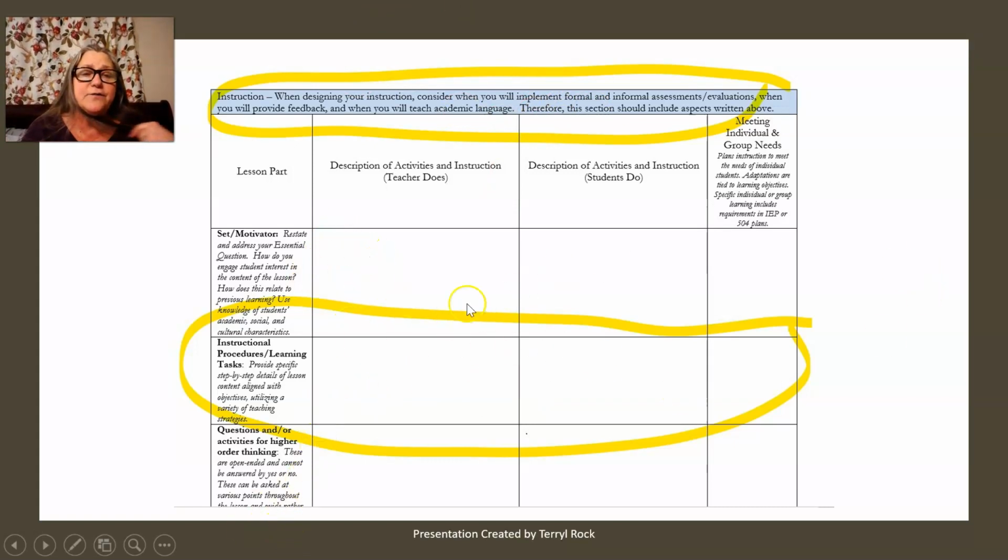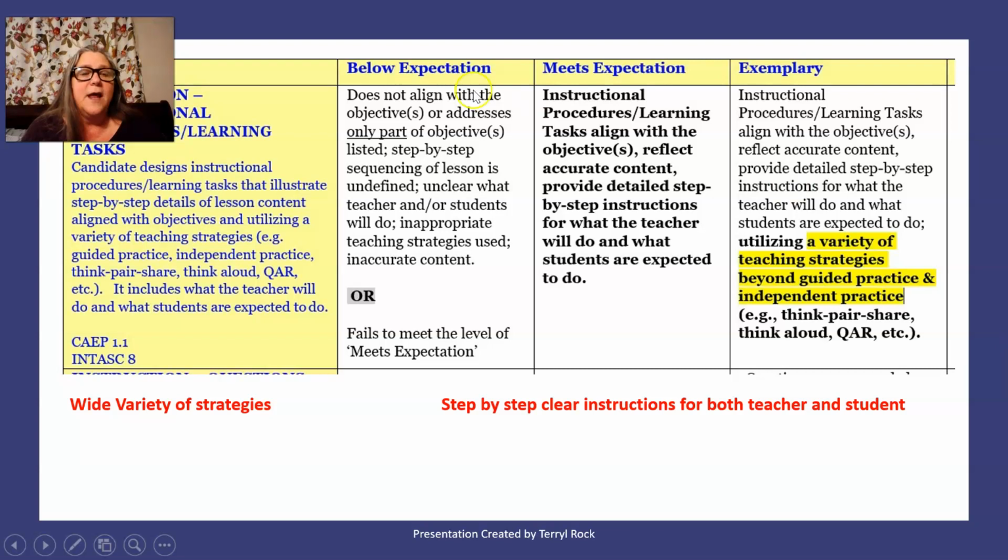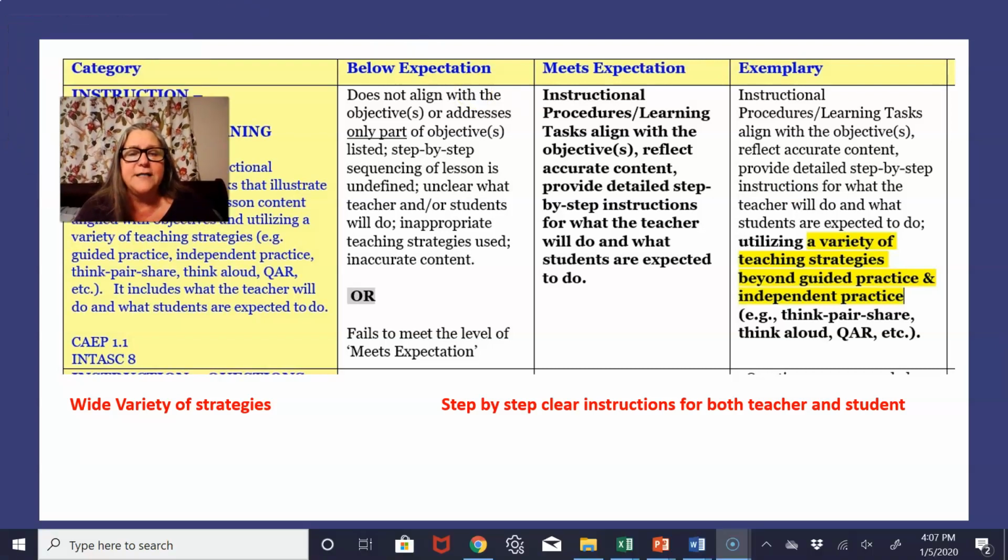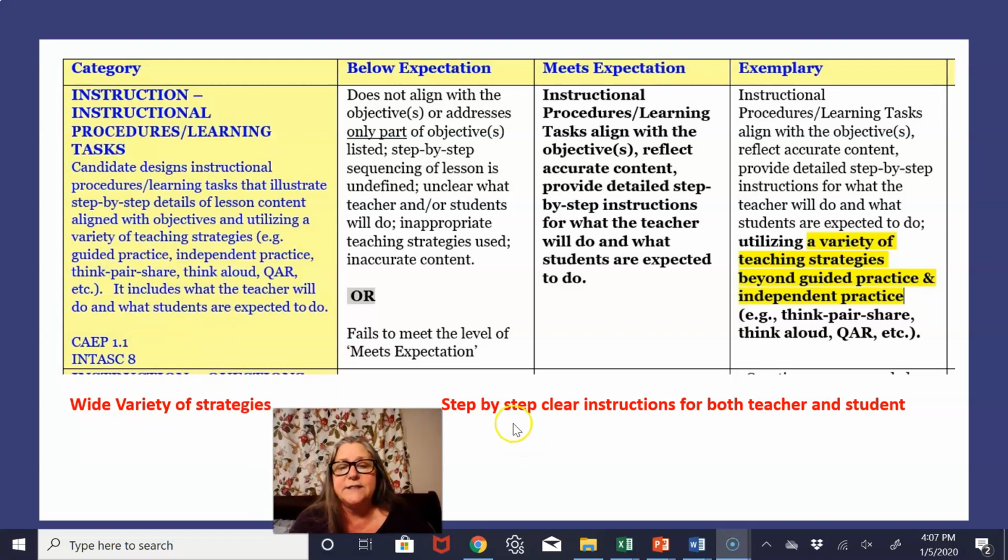So you've filled in the set, you've filled in the closure. Now what comes in between? Teacher does, student does, modifications. And what our rubric tells us is that we need a wide variety of strategies and step-by-step clear instructions for both the teacher and the students.